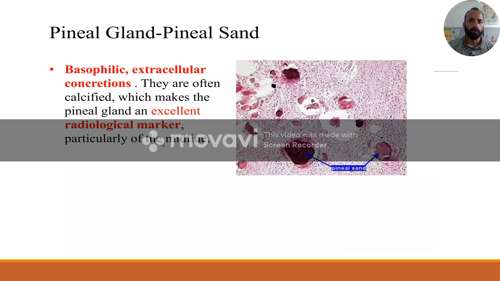One other thing you will find in the pineal gland is the pineal sand, also known as brain sand, also known as corpora arenacea. There is sometimes a deposition of calcium in the pineal gland, and because of that deposition of calcium, you call it the pineal sand.